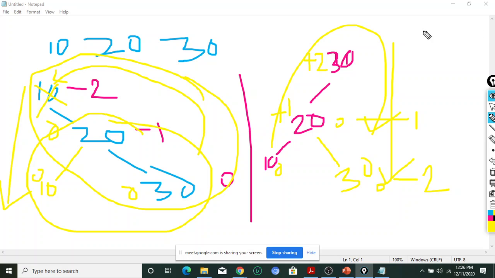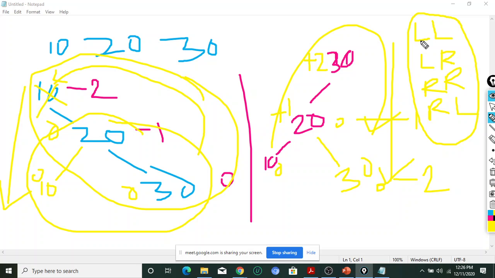There are four types of rotation possible: LL, LR, I will discuss later, and RR and RL. What these four rotations actually mean, and how to perform them, whether it is single rotation or double rotation, we will come to later. Before that, let us conclude what the definition of an AVL tree is.